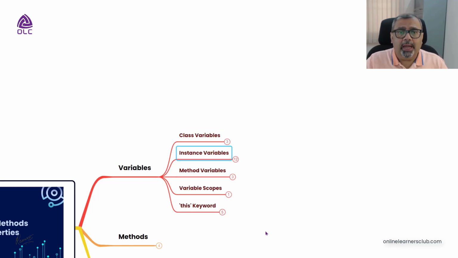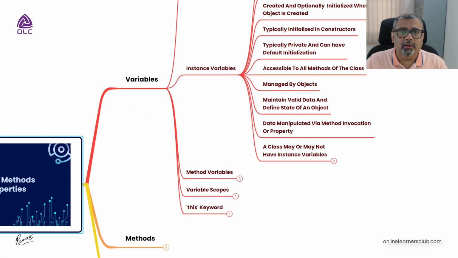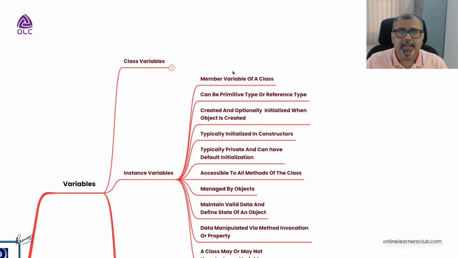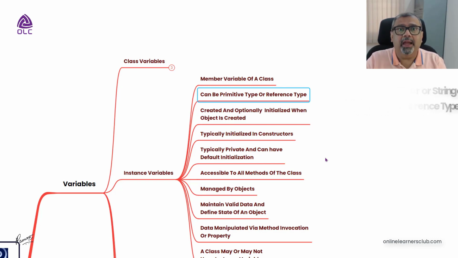Then we do have instance variables. An instance variable is a very important element in a class, which is nothing but a member variable. It's a member variable of a class, and typically it can be a primitive like an integer or a string, or it can also be a separate reference type. For example, I have a student class. Let's take an example, and the student has a residential address.